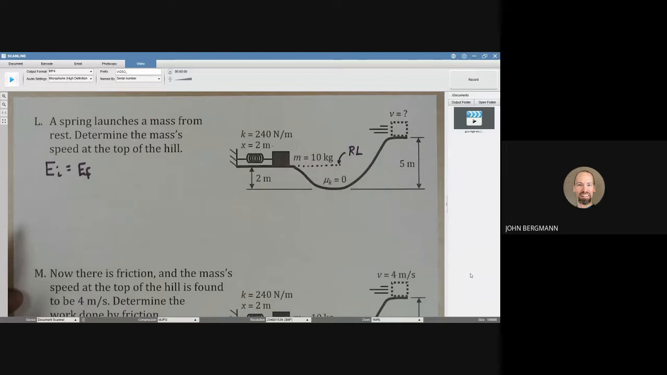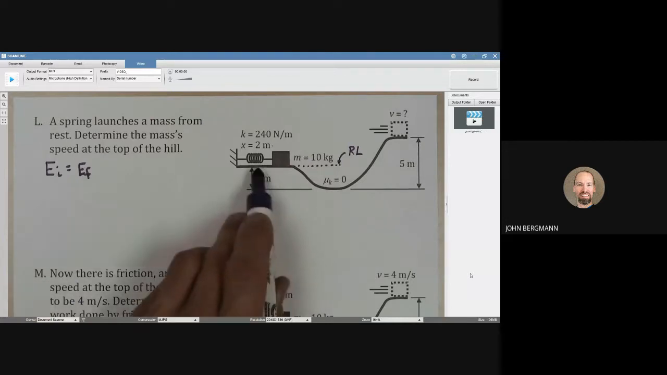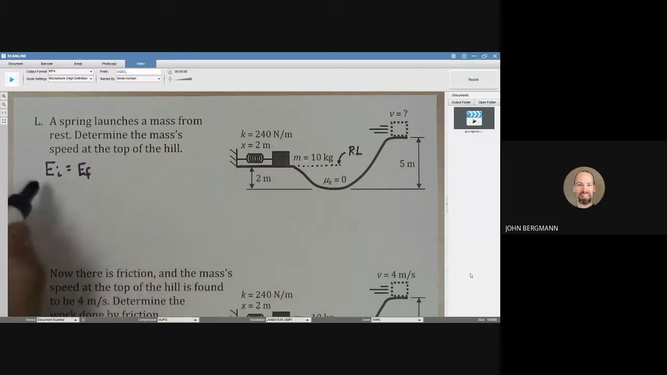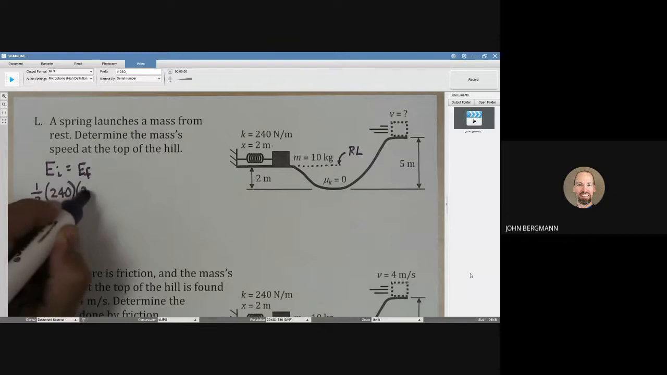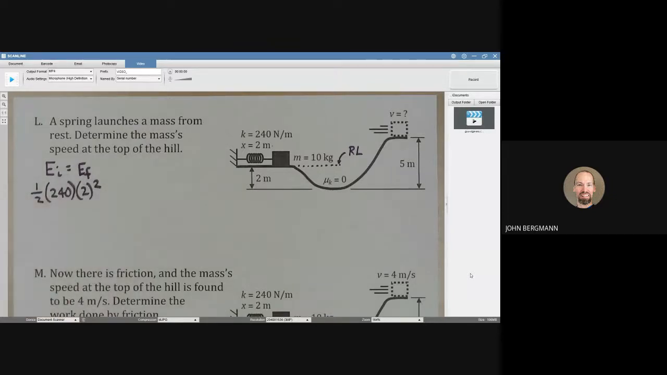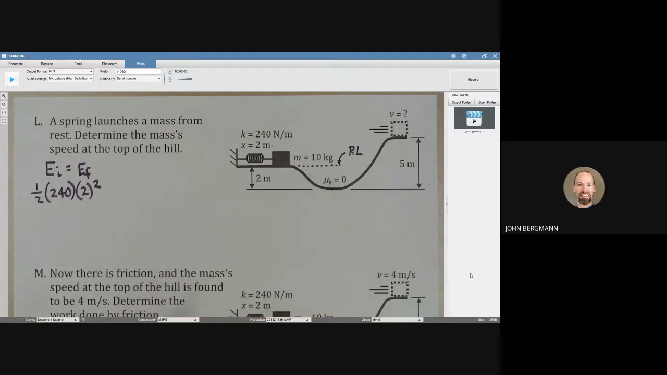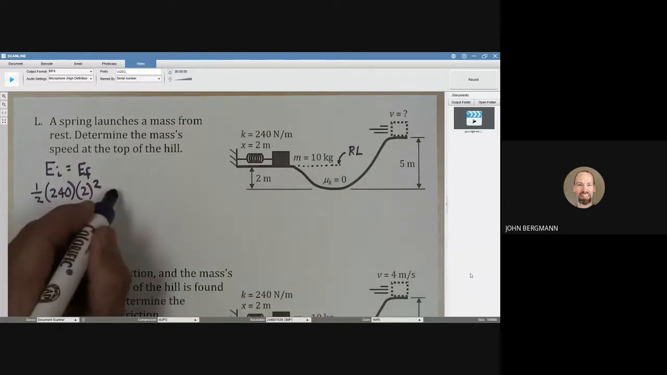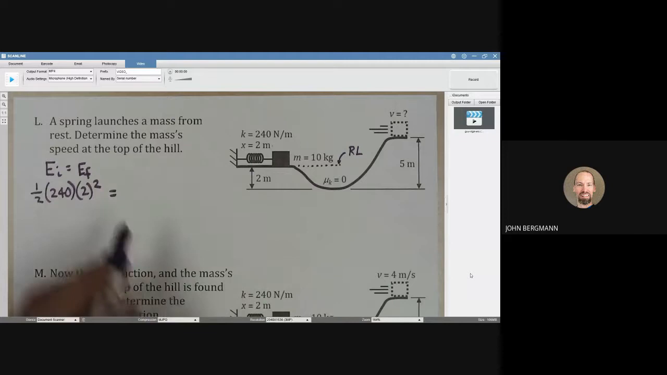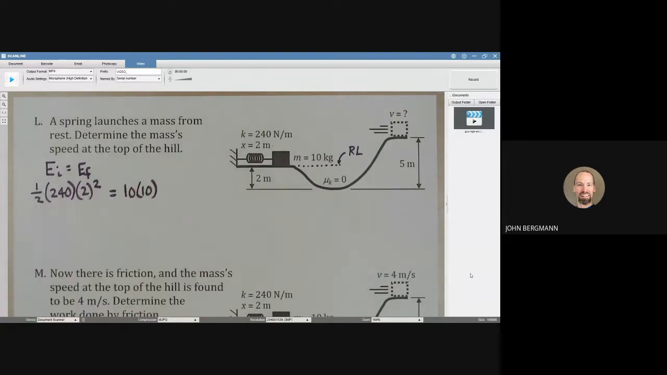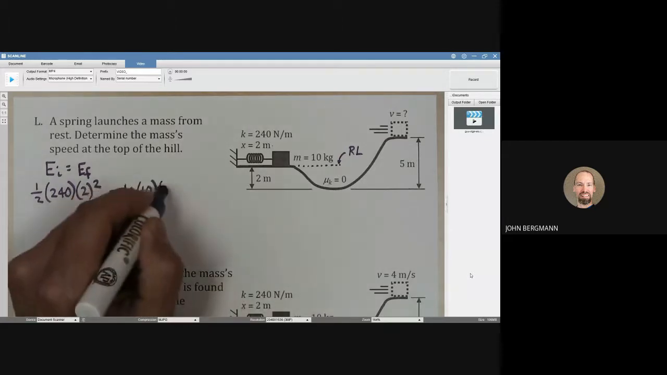The initial energy is all in the form of this elastic potential energy of the spring, which is 1/2 kx squared. There's no kinetic energy, and because I've defined the reference line there, there's no potential energy. At the end, we have some gravitational potential energy equal to m times g times the height that it's raised up above, which is 3 meters.